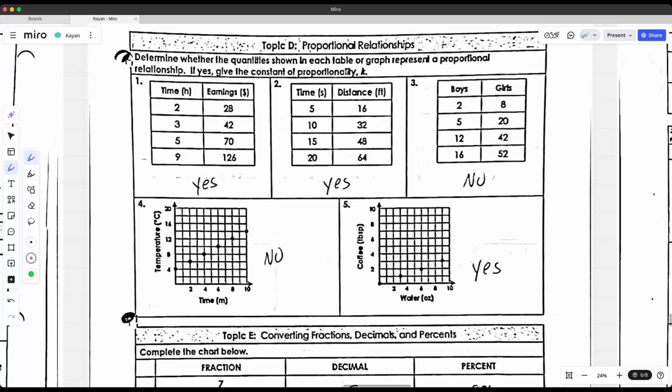Determine whether equality shown in table represent proportional relationship. Proportionality. Yeah, you definitely had these last year also. So you might remember, let's see, you see what is added here and see what's added here. And then you do it again and again.